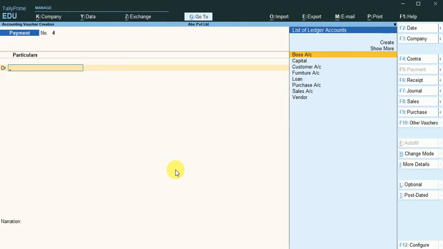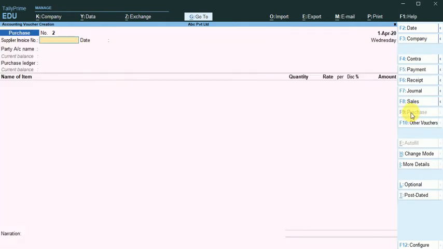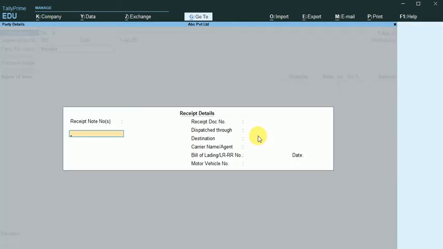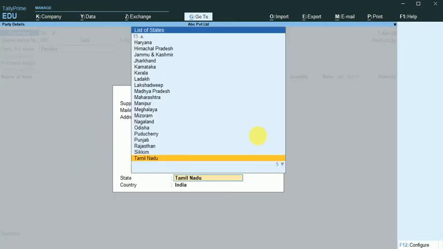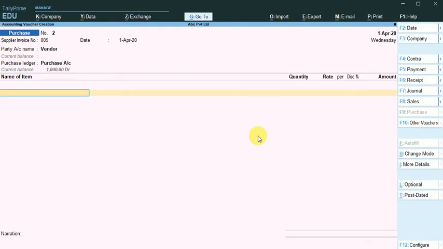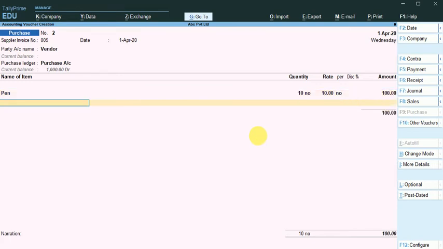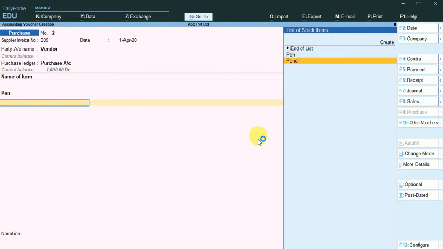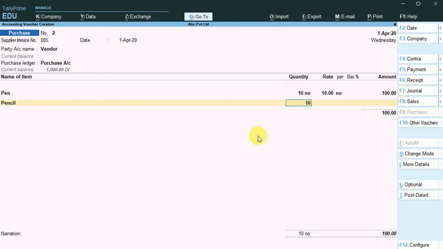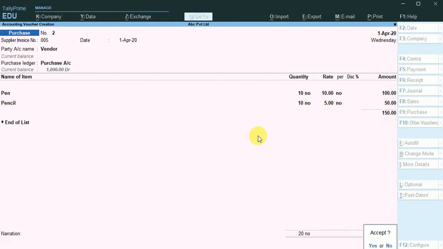I am moving to vouchers, purchase voucher. So the invoice number will be, say for example, 5, purchasing from vendor. Purchase account. The item is pen, for example 10 quantities, rate is 10 rupees per pen. The next item is pencil, for example 10 units, 5 rupees, the total is 150 rupees.